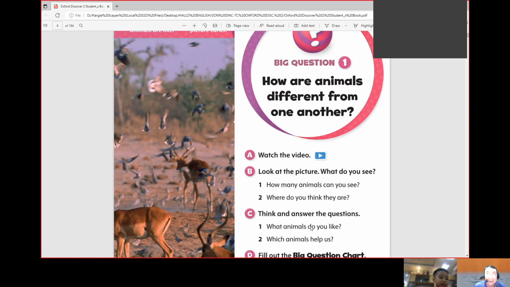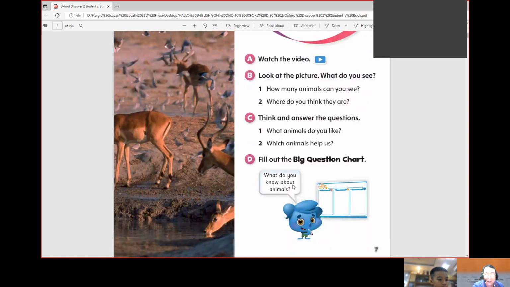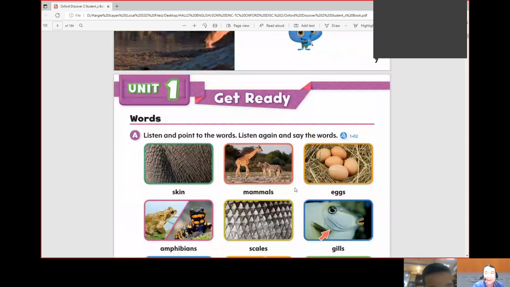Some animals can do different things, have different parts. Yes, they have different body parts, right? Like, what are those body parts of an animal? Can you tell me?